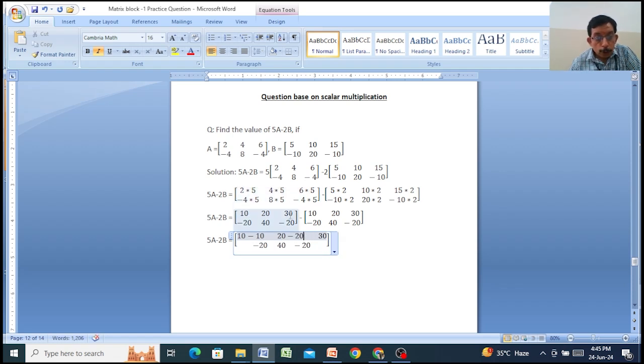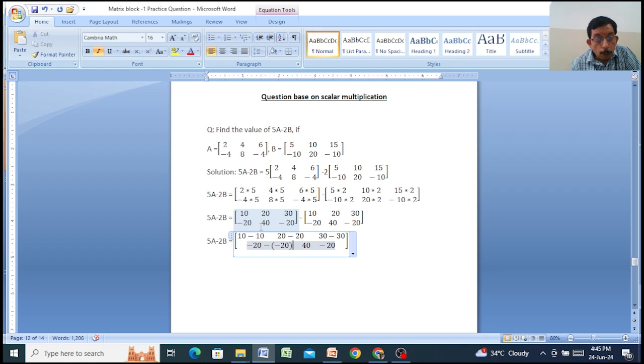The first row, third column element is 30. The corresponding element is also 30. Subtract, 30 minus 30. Now we come to the second row. The first column is minus 20. The corresponding element in the next matrix is also minus 20. So minus 20 in brackets, minus minus 20.